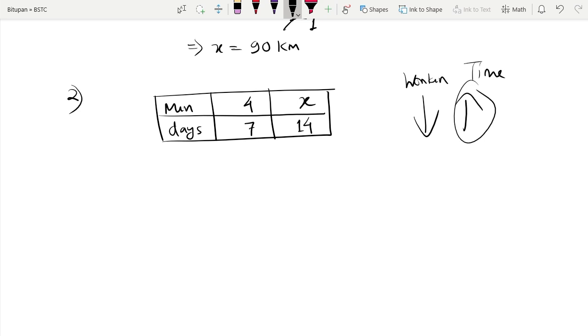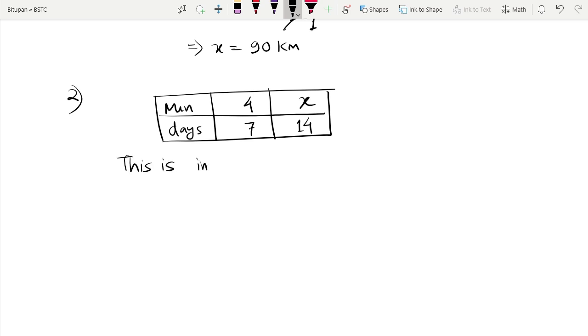So this is the example of inverse proportion. So we'll write this is inverse proportion. In inverse proportion we multiply.